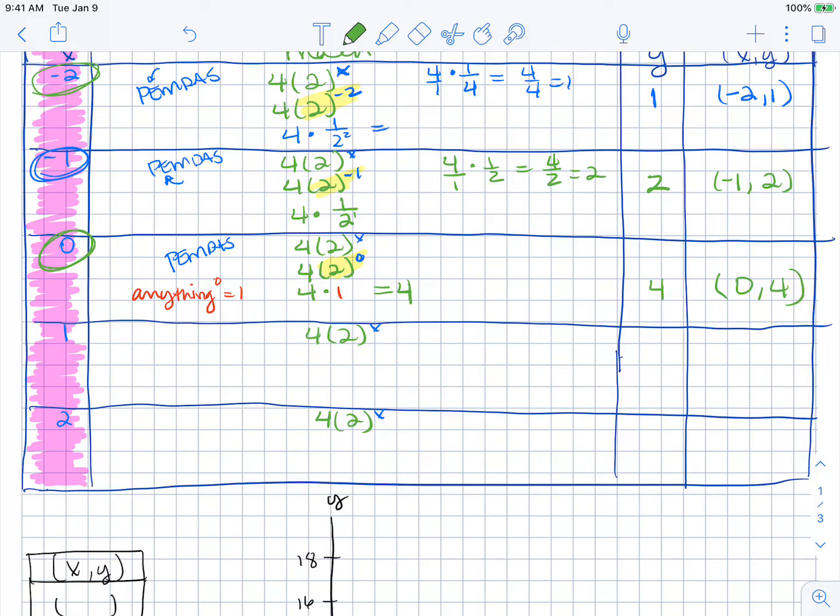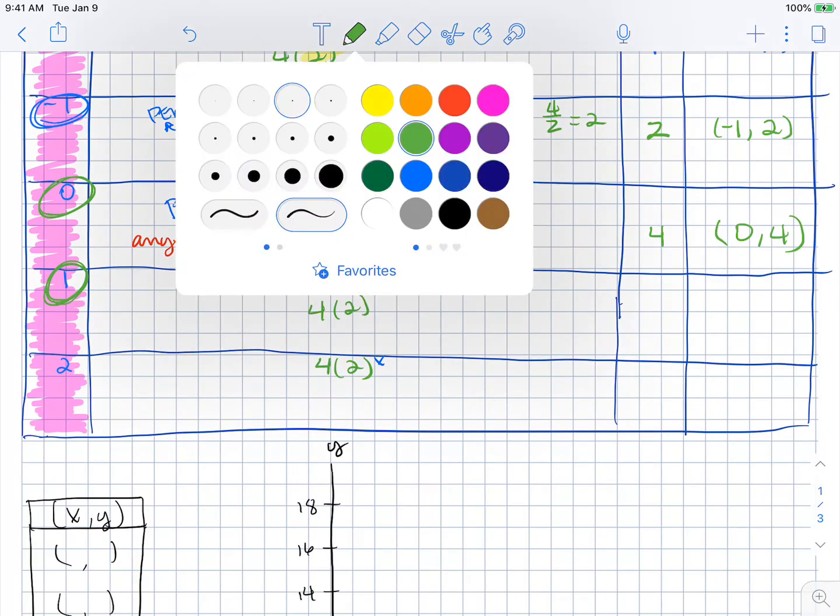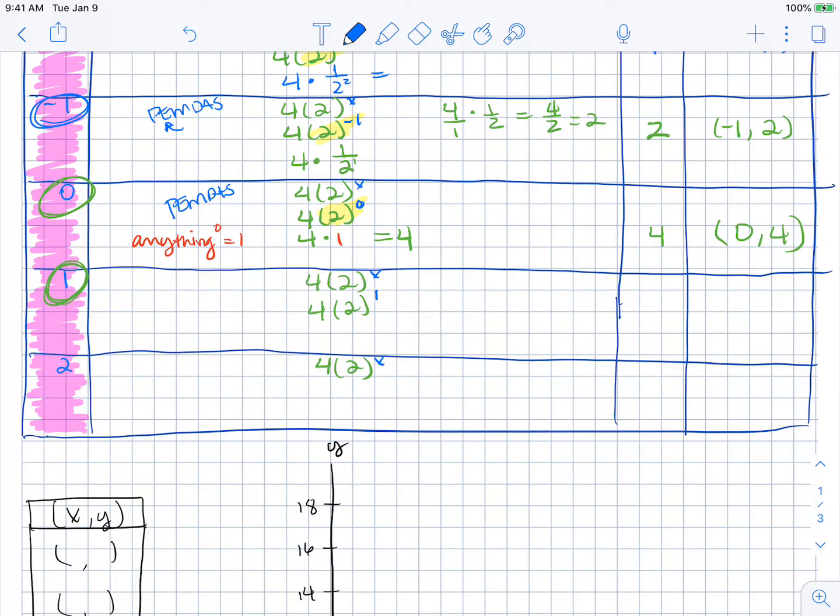Okay. I'm doing my next one. I'm going to plug in 1 for my x, and I start out with 4 times 2, with x to the power of 1. Please excuse my dear Aunt Sally. There's no math inside of parentheses, just a number, so I've moved to my exponents. That's 4 times 2 to the 1, which is 2, which gives me 8. So my y value is 8, and my ordered pair is 1, 8, my x and my y.